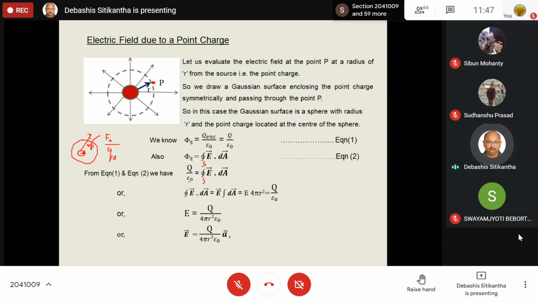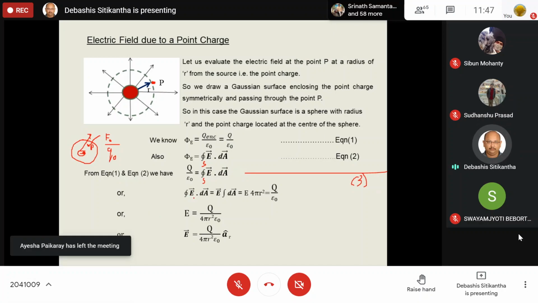So Q by epsilon 0 is equal to the closed surface integral of E vector dot dA vector. Now let us evaluate this particular equation. Let us say this is equation 3 and let us evaluate it. The closed surface integral of E vector dot dA vector is equal to, now E vector is constant, so let us take it outside. Now dA is the differential part, so we have to integrate this one.